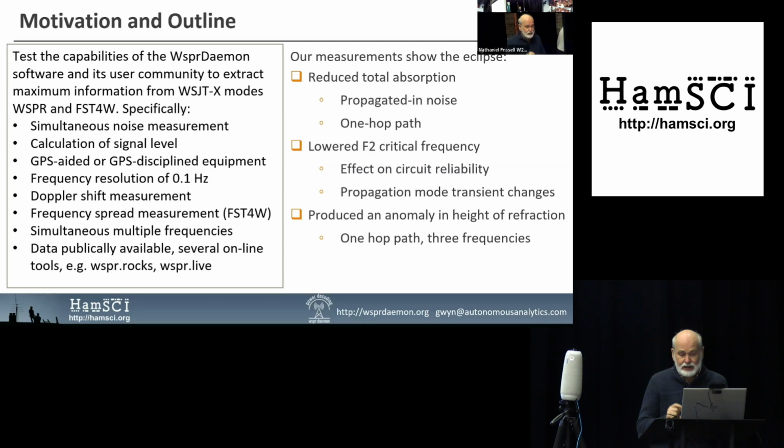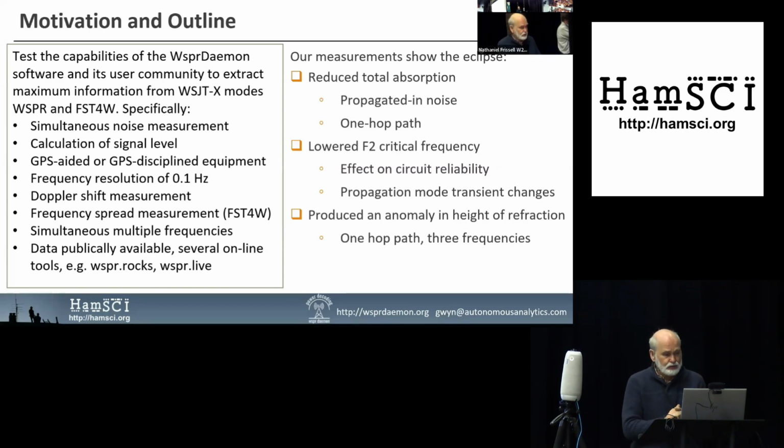So specifically, using Rob's WSPRDaemon program, we can tease out not just the signal-to-noise ratio, but importantly, by measuring the noise, we can also have the signal level. And by using FST4W, we then get the spectral width as well. And we have Doppler shift with a 0.1 Hertz resolution. So what can we use those measurements for?